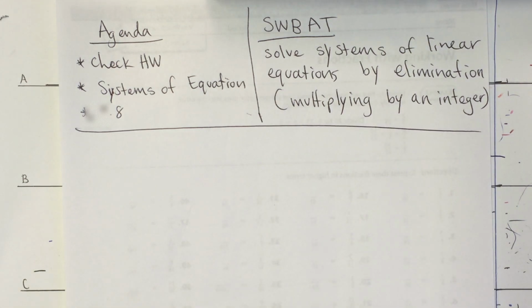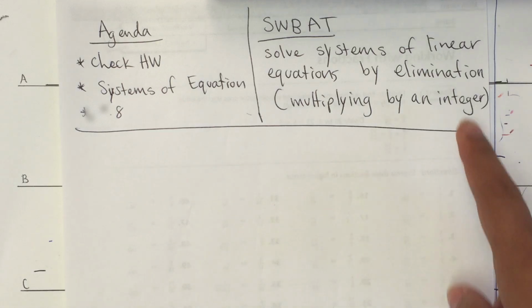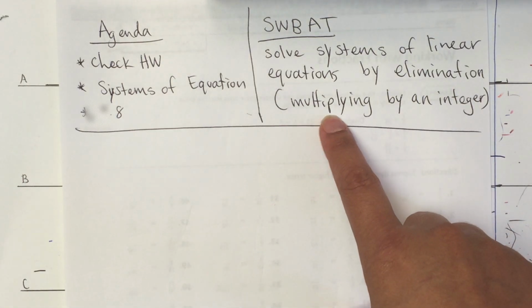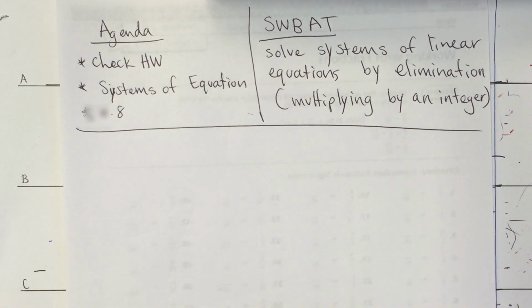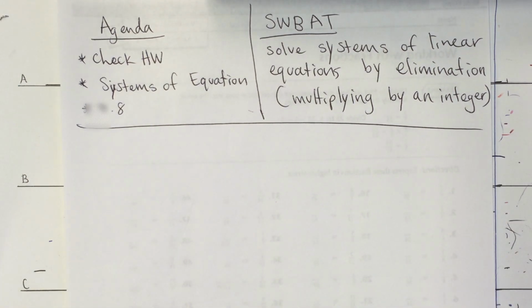Hello students, today we're going to check our homework systems. We're going to learn more on systems of equations and you will be able to do 5.8. Today students will be able to solve systems of linear equations by elimination, but we will be multiplying by an integer. Okay, yesterday we did multiplying by -1, but today is by an integer.